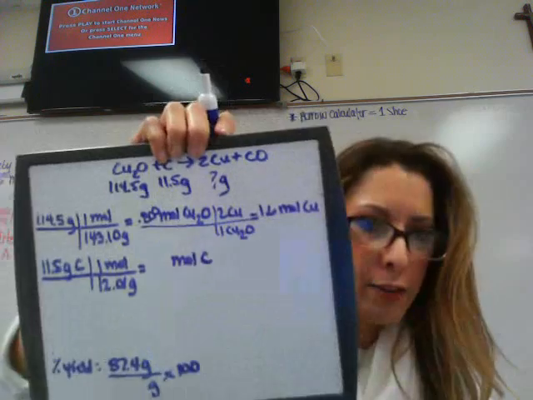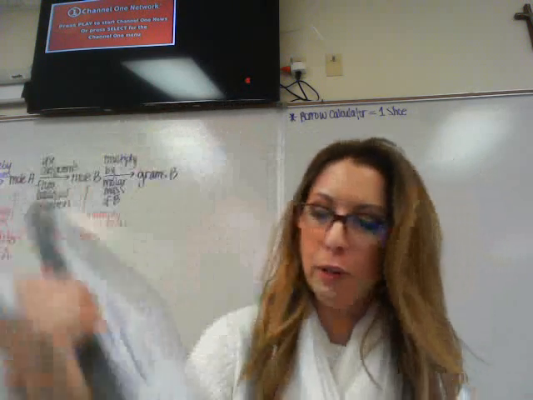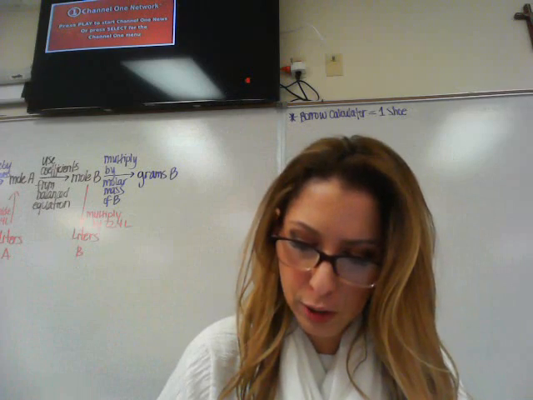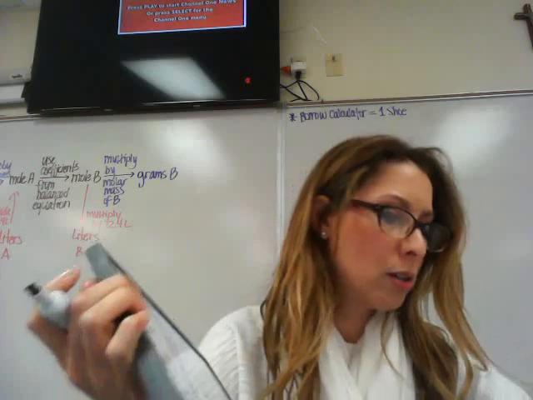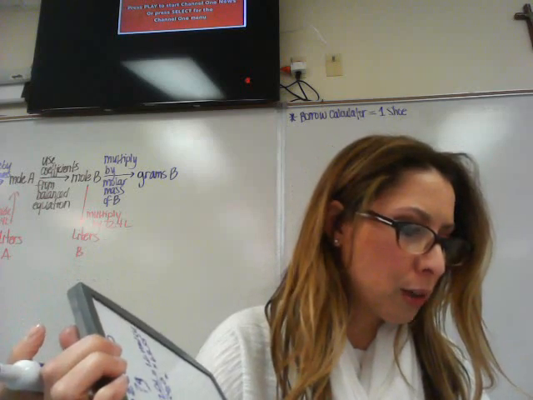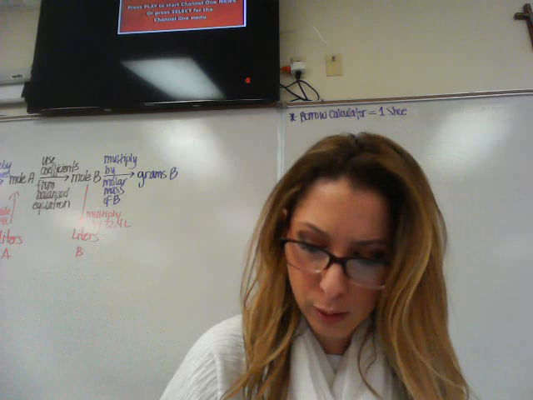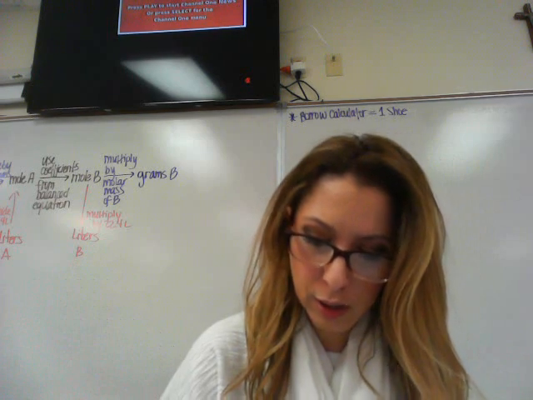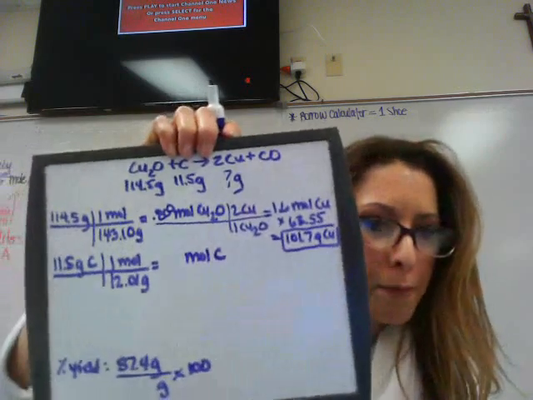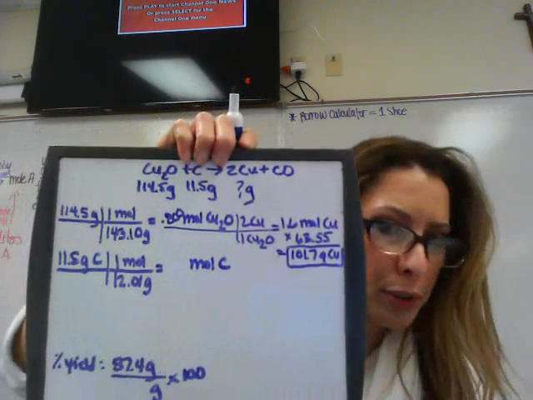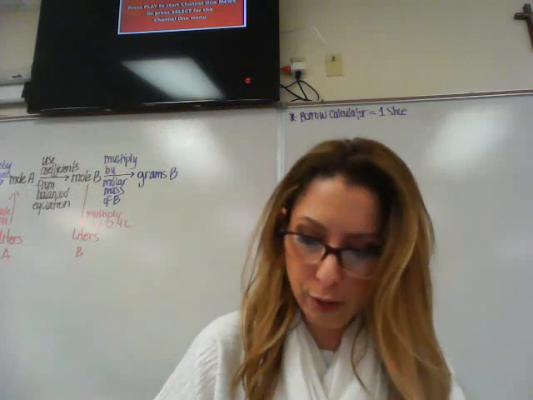Okay. And then you have to multiply by the molar mass of Cu, which is 63.55. So I don't want to rewrite this. So times 63.55, 101.7 grams of Cu, okay, for the first one. All right, now for carbon, 11.5 divided by 12.01. It's going to give you 0.9575.